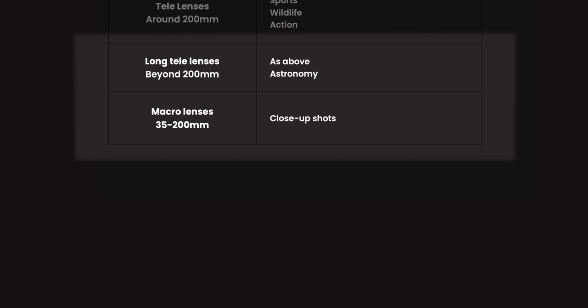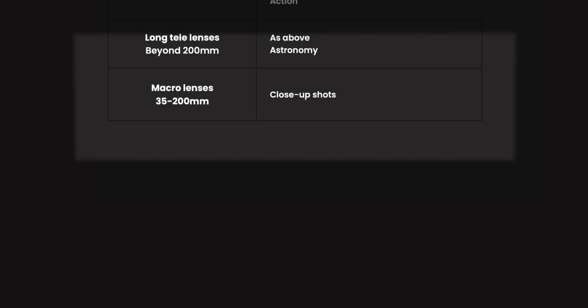And then your last category, which I threw in there, is your macro lenses, which can cover a range of focal lengths, but its purpose is a little bit different. It's to focus on a subject really close to your camera.